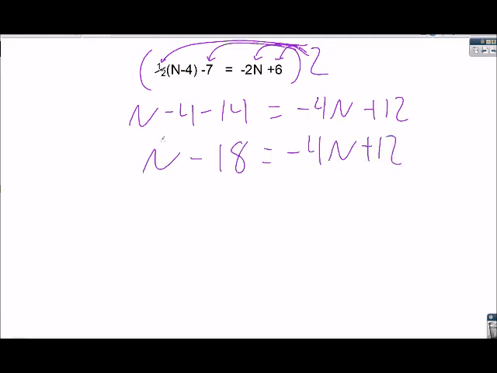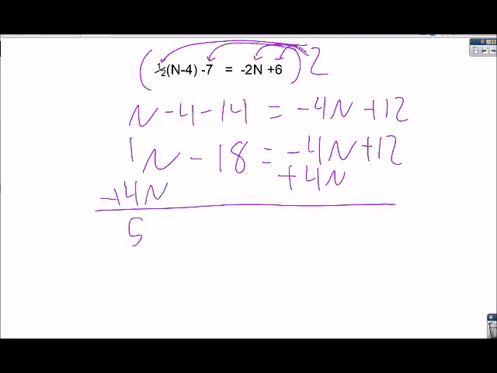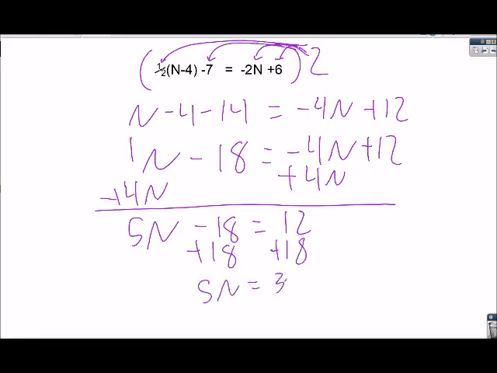Then I'm just going to say which is smaller, this n or this n. Well, negative 4 is smaller than nothing, so I'm going to add 4n. But there's nothing in front of this n, so what do I add? I have to add a 1 in front of it. So then I get 5n minus 18 is equal to 12. Add 18 to both sides. 5n is equal to 30. And n is equal to 6.